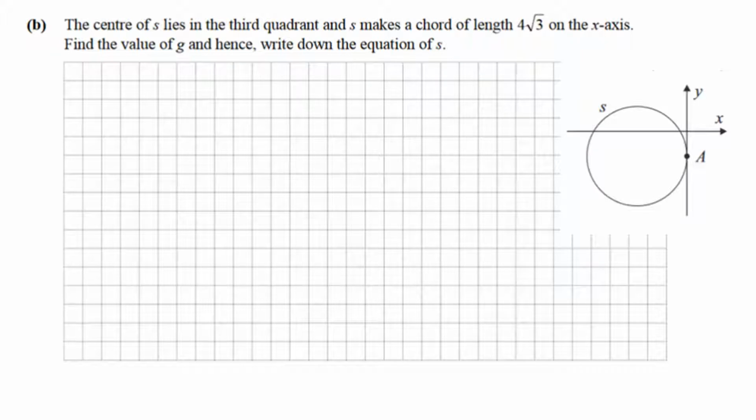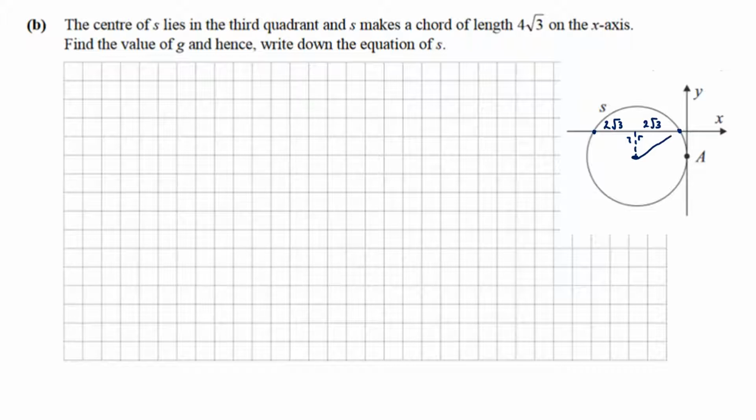So part B. The center of S lies in the third quadrant, and S makes a chord of length 4 root 3 on the x-axis. Find the value of g and hence write down the equation of S. So we now know that these 2 points here create a chord of length 4 root 3. Now my center point is here. One of our circle theorems states that when I draw a radius perpendicularly through a chord, it bisects it, which means it cuts it in half. So I now have 2 root 3 and 2 root 3.